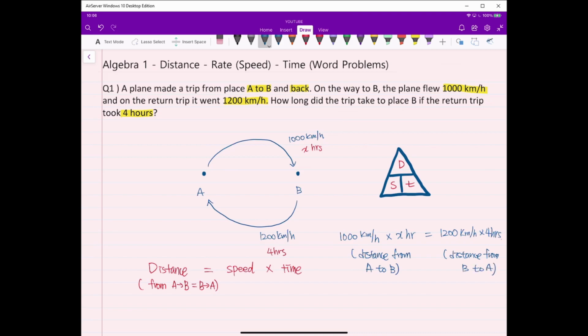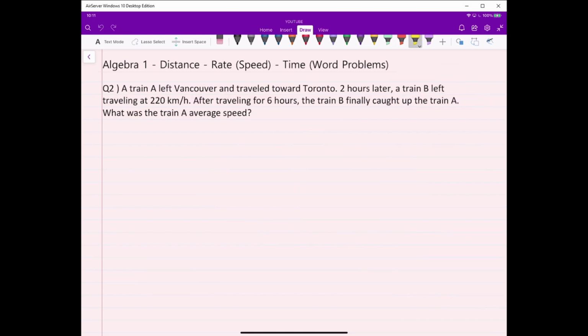which are the same. And we can solve for x in this case by dividing both sides of the equation by 1,000, which will give you 1,200 times 4 over 1,000, that is 4.8 hours. Now, let's look at the second question.